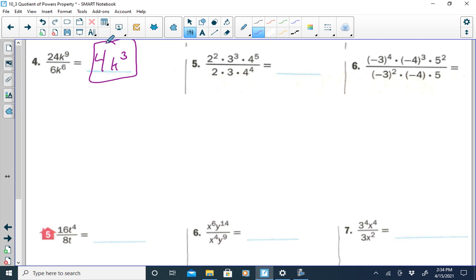Let's see. Anything else look interesting? You guys can play around with some of these. We did some examples like that. Let's look at, I don't know, I guess we'll do all of them.